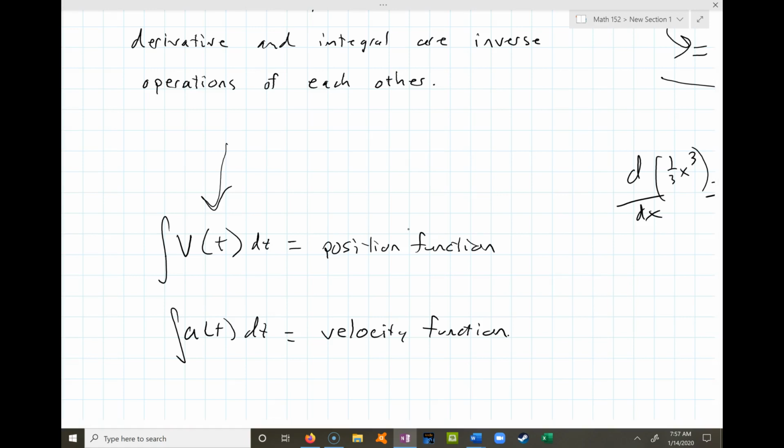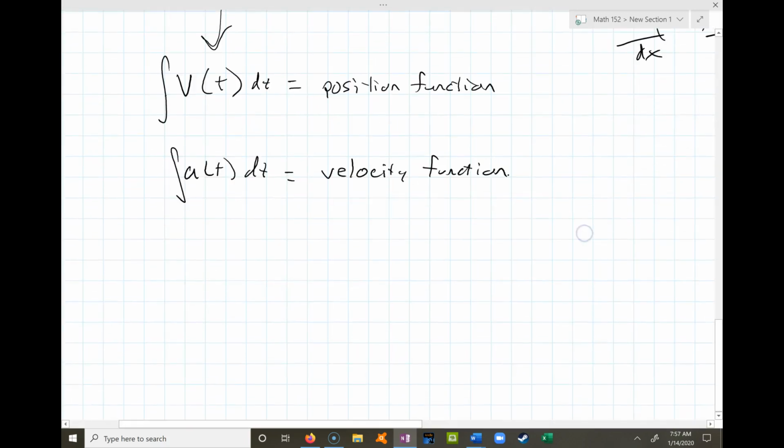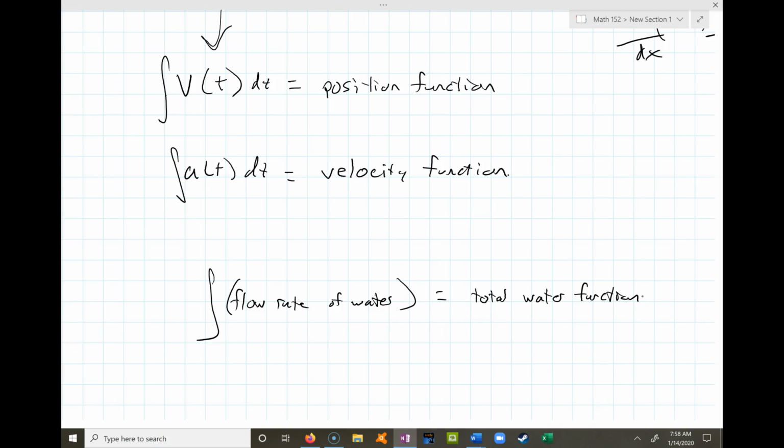So in other words, if I'm integrating a function that is the flow rate of water, then I will get a total water function. That makes sense. Just like when I take the derivative of something, I know that gives me the rate of change of that something. So when I'm going backwards, I'm going from the rate of change back to the total thing.